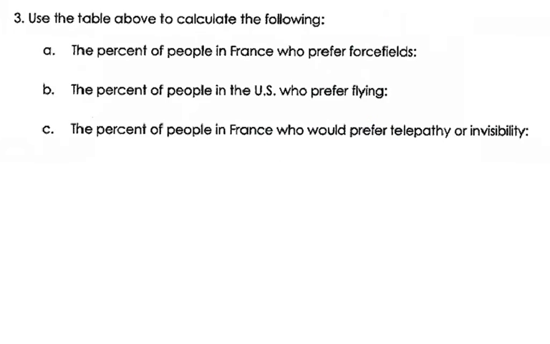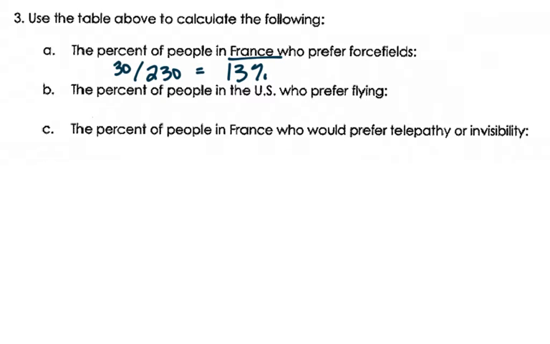Now we're going to use the table that we just did to calculate the following. The percent of people in France who prefer force fields. You just read the table. If you look at people in France that like force fields, that's definitely 30, and it does say people in France, so you have to add up all the people who are in France, which is 230. So your bottom number changes, but you should get about 13%.